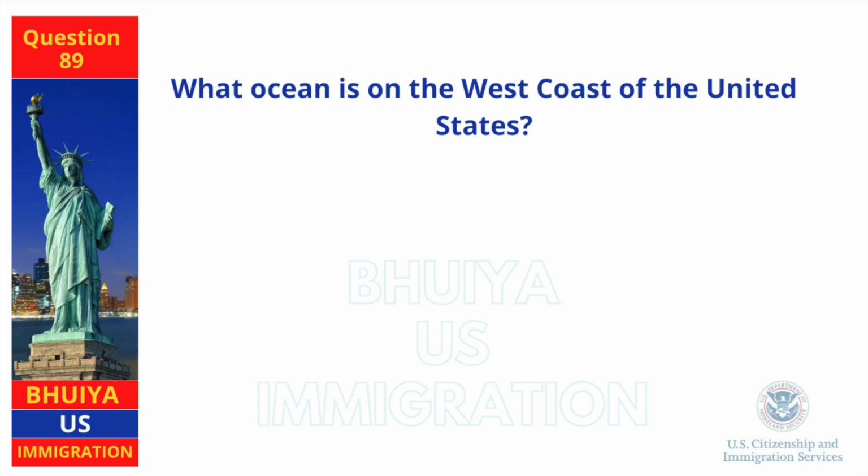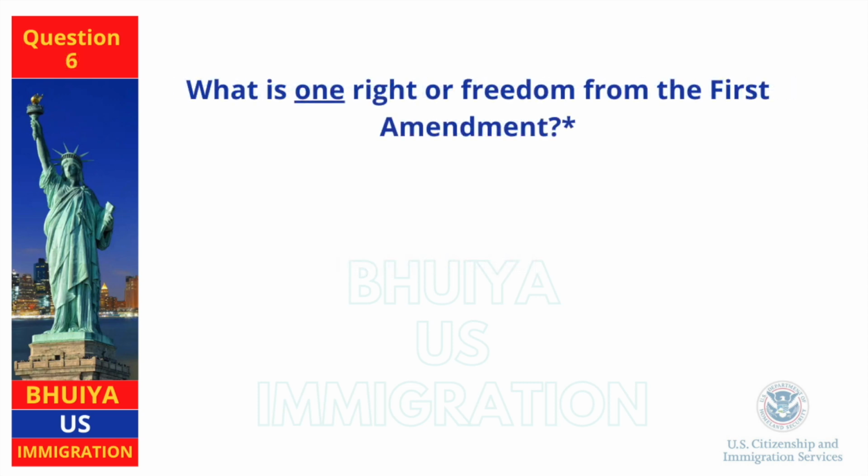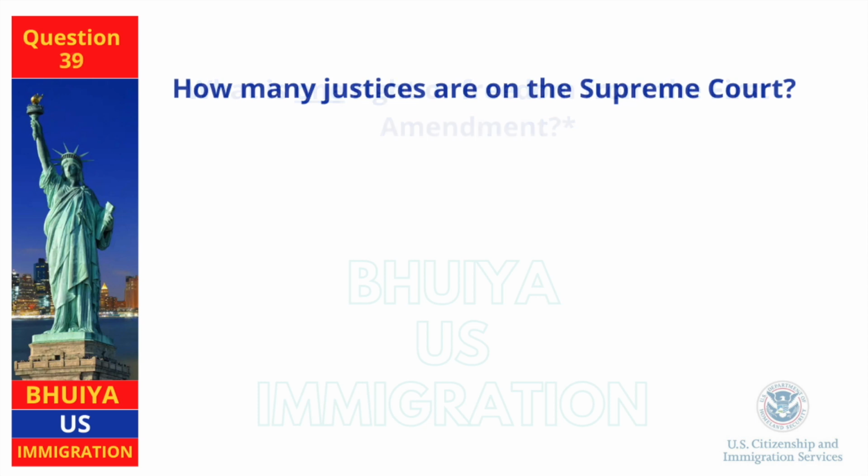What ocean is on the west coast of the United States? Pacific Ocean. What is one right or freedom from the First Amendment? Speech. How many justices are on the Supreme Court? 9.